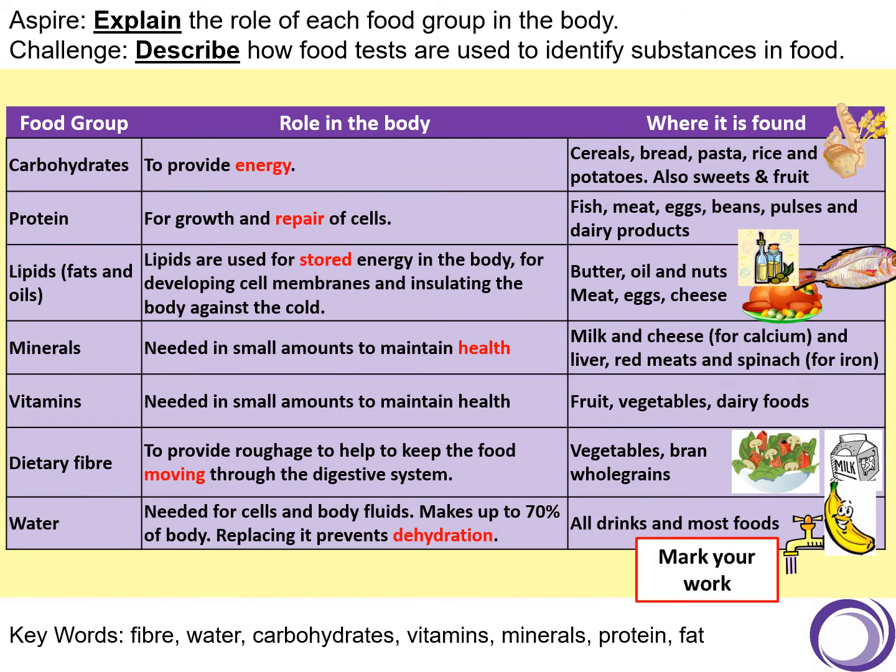So the answer you should have, number 1 is energy, number 2 is repair, number 3 is stored, number 4 is health, number 5 is moving, and number 6 is dehydration.